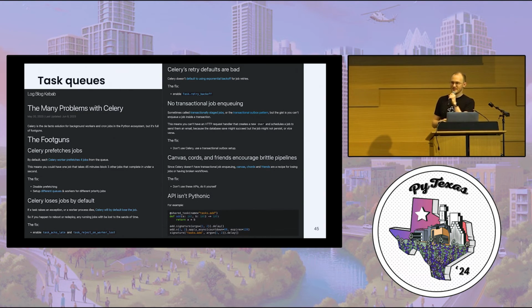Another complaint was that the API isn't Pythonic. And I don't know about all durable execution systems, but for Temporal, the Python runtime is very Pythonic. Talk to Chad, who built it, who's at the Temporal booth today.